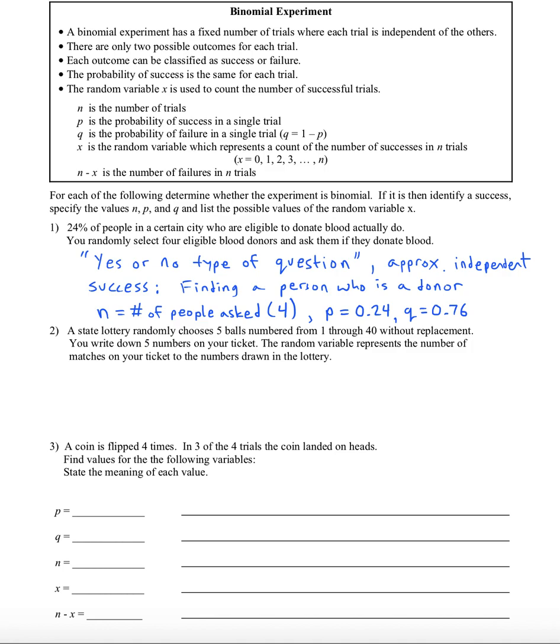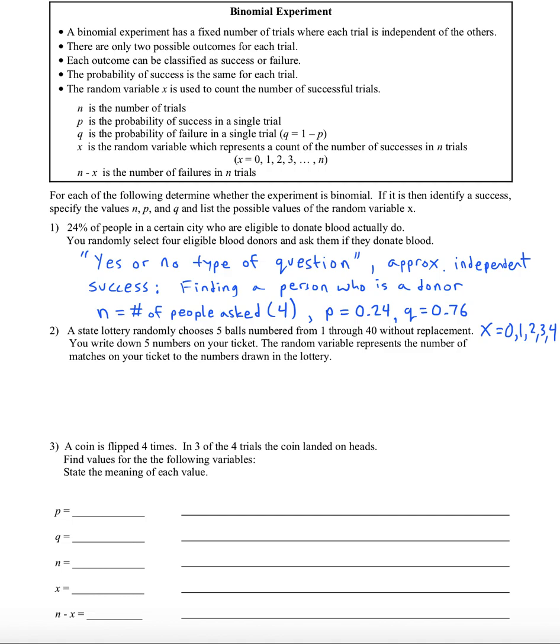Now when it comes to X, X is the number of successes that we encounter out of 4 people asked. So it's possible that nobody is a donor of those 4. Or we might find 1 donor out of 4, or 2, or 3, or perhaps even all of them will be donors. The point is that X could take on many different possible values, 0 through 4.